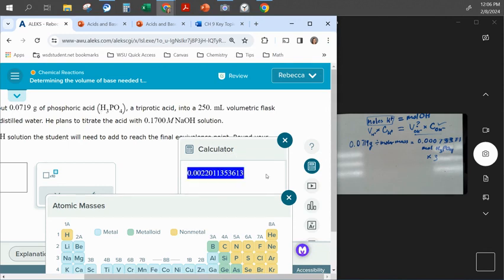Okay, times by 3. This is the number of moles of H plus now. Okay, so moles of H plus.